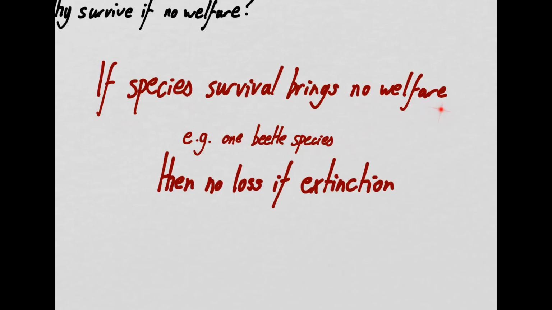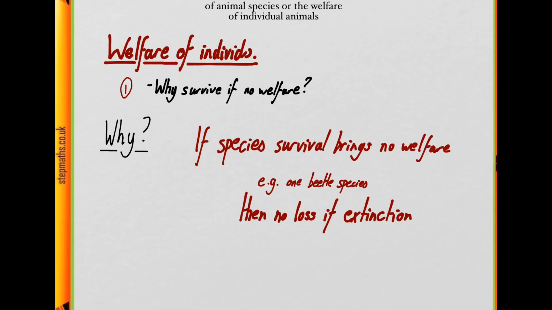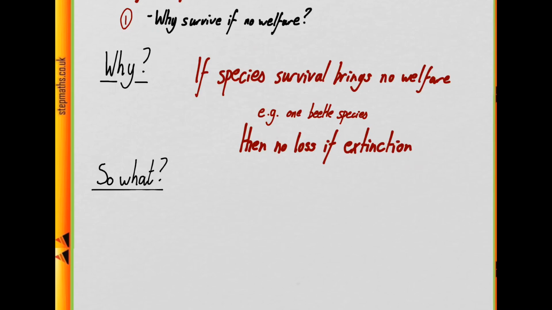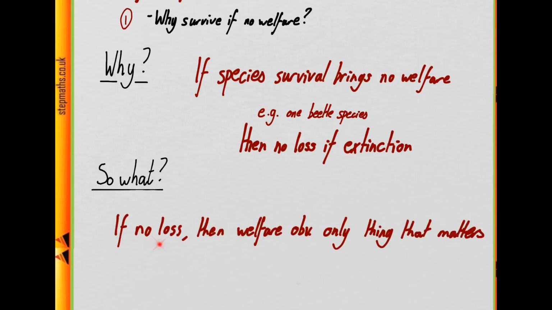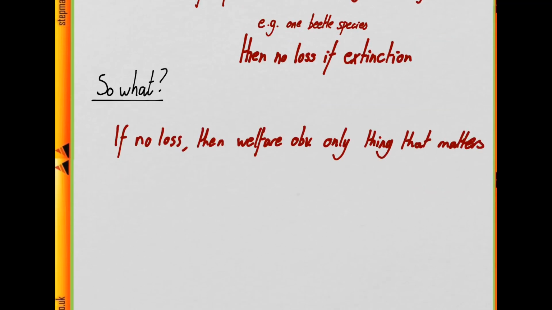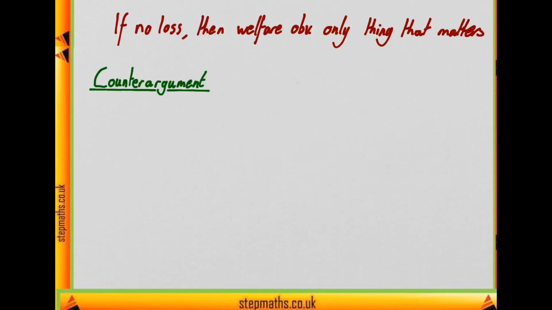So species survival brings no welfare. Then there's no loss if there's an extinction. Who cares? So we care about species survival because of welfare. So what? Well, if there's no loss, then welfare is obviously the only thing that matters. Species survival only matters because of welfare. Can you think of a counter-argument to this?